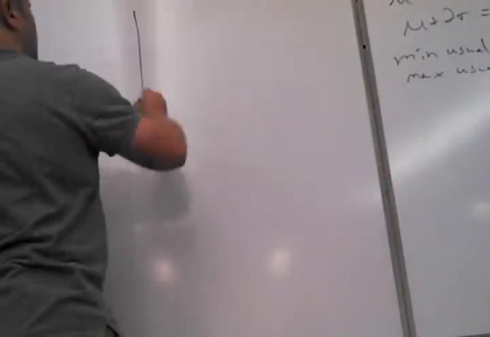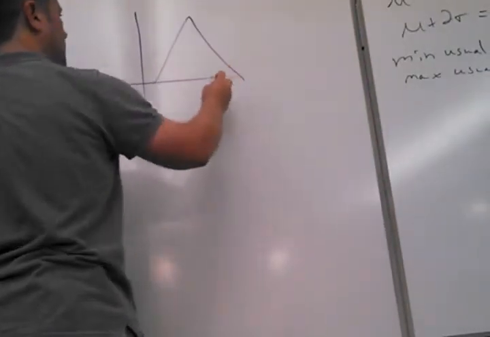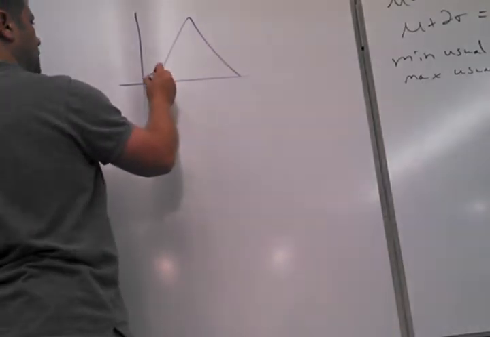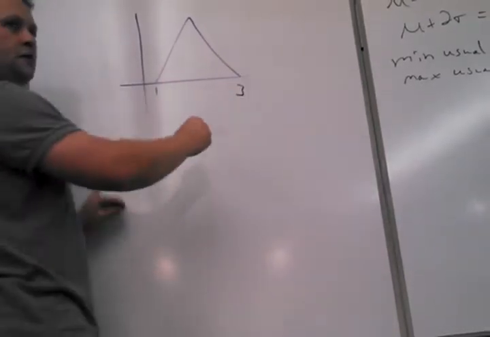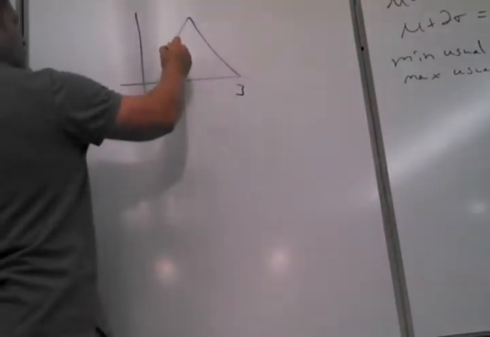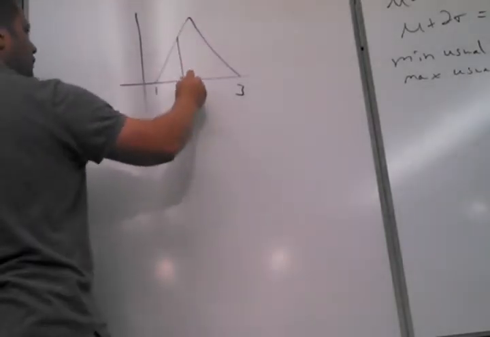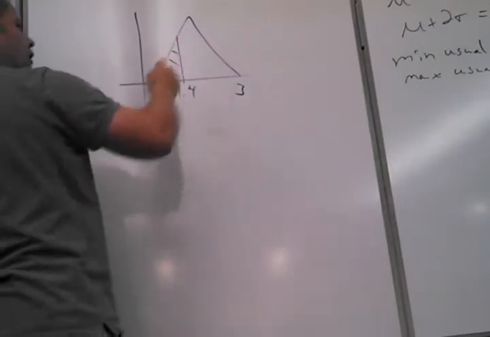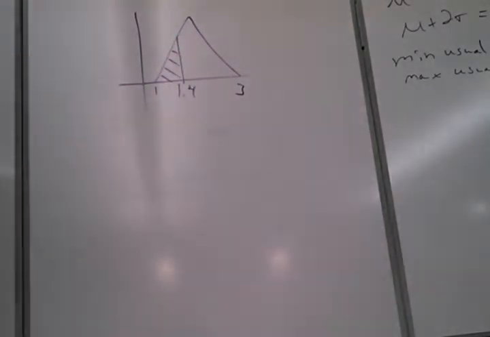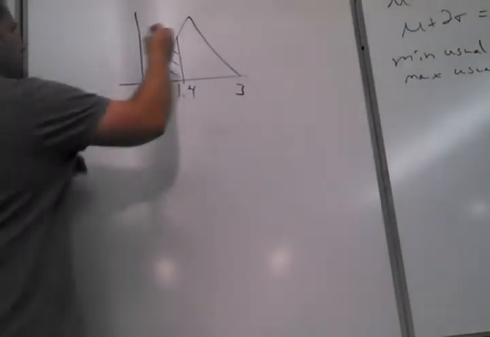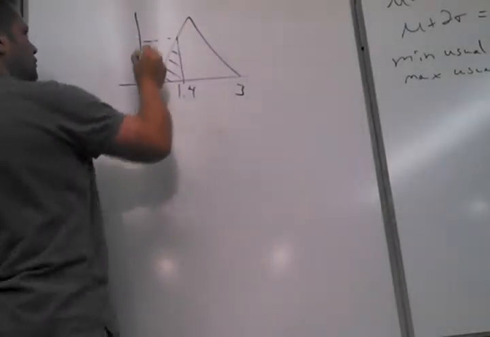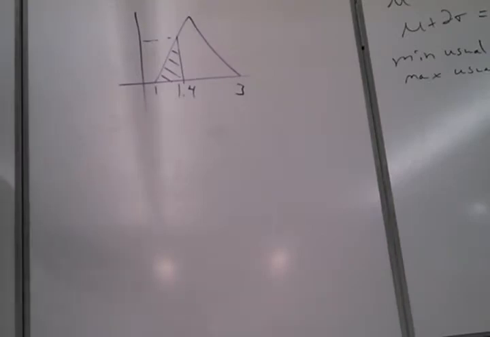So if I did have a triangular probability distribution from, say, 1 to 3, and I want to know the probability it's from 1 to 1.4, I just have to find this area. The area would be relatively easy, relatively, because you still have to figure out this height, which will be interesting. But do you see how it's doable?